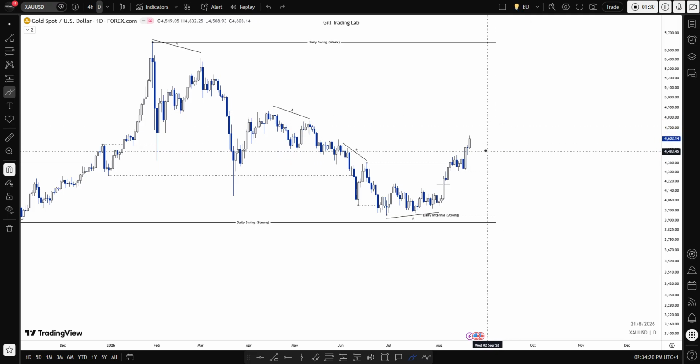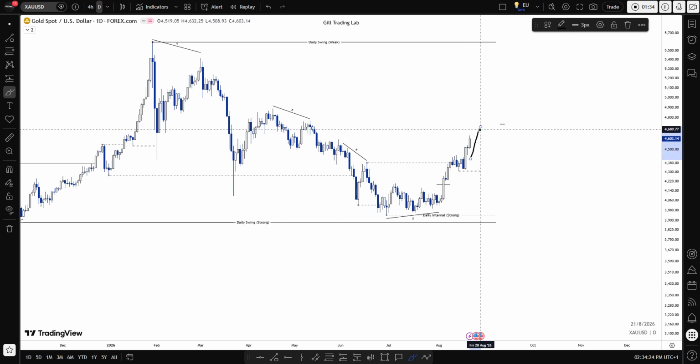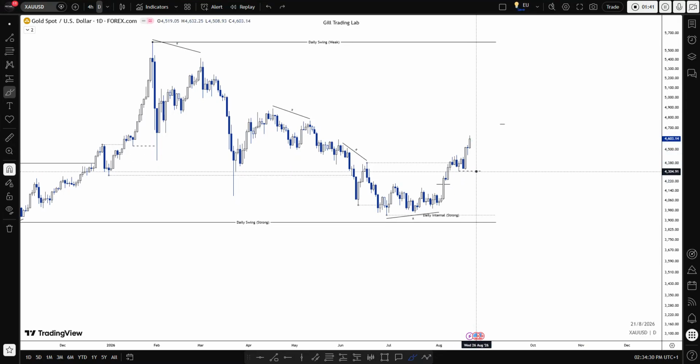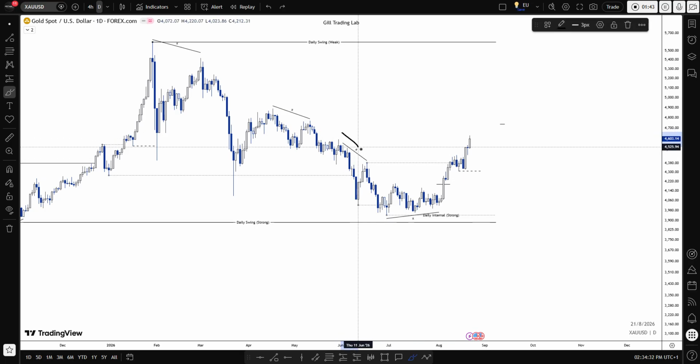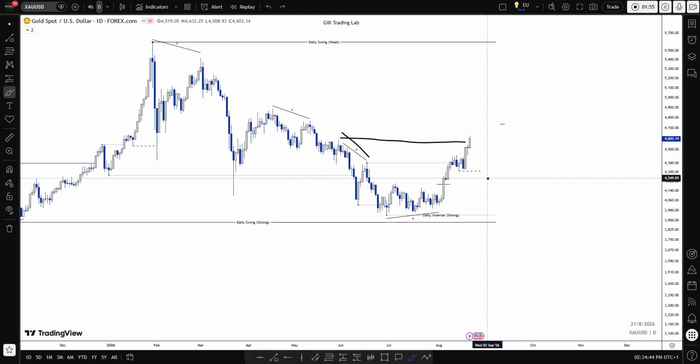So for this coming week, we can expect either the continuation of the internal leg, or we can expect the start of the internal pullback. As you can see, price has swept all this liquidity above here during the past week. So maybe the sweep of all this liquidity could be used to facilitate that internal pullback. So that's all for the daily time frame.